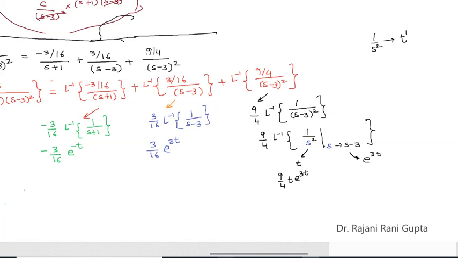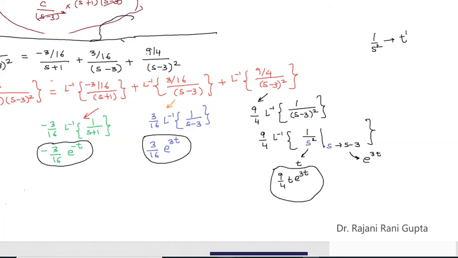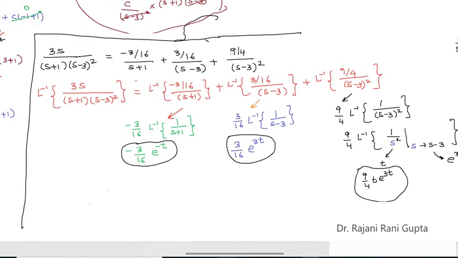Okay, so now we have the inverse Laplace transform of each of the terms 1, 2 and 3. So the final answer will be minus 3 over 16 e power minus t, in between the sign is plus, 3 over 16 e power 3t, and then in between again plus 9 by 4 t e power 3t. This completes the solution.